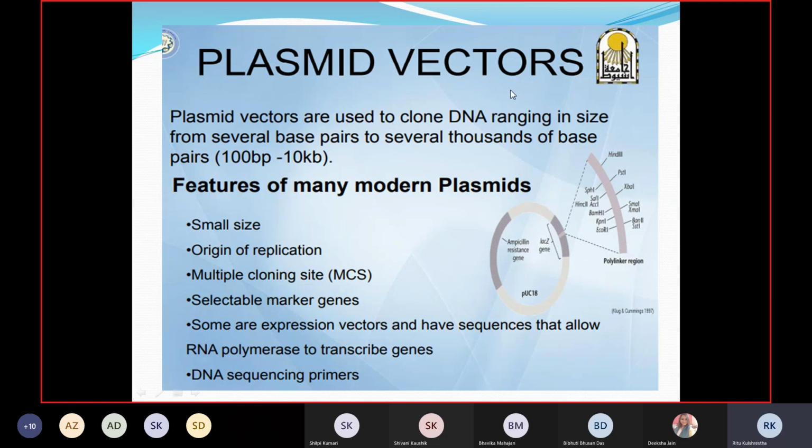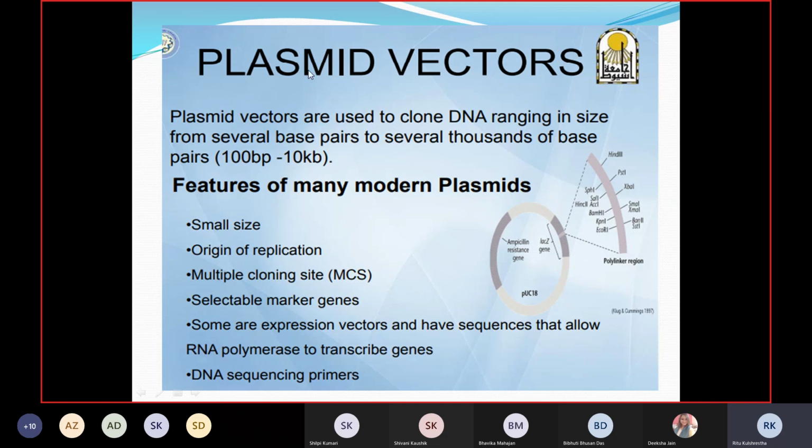Now, what are the major features that are required for any plasmid to function as a vector? One is small size, which I've already told you. Then there should be an origin of replication. It's not shown in this figure, but without an origin of replication, it cannot replicate and make more copies of itself. So this is a must for a plasmid vector.